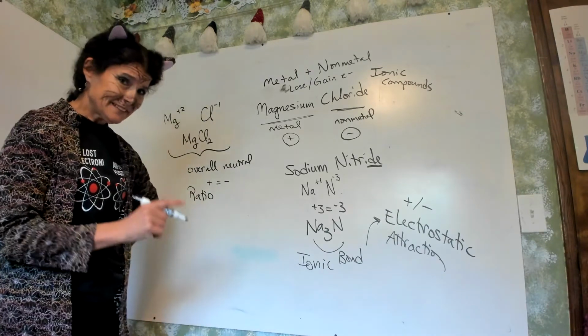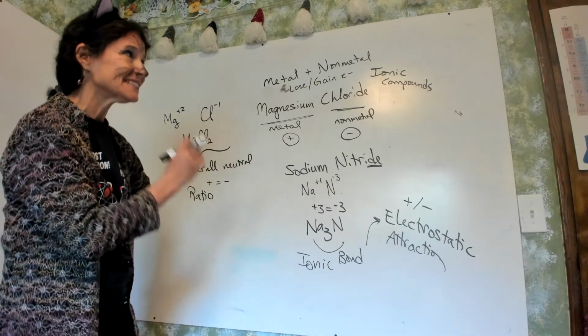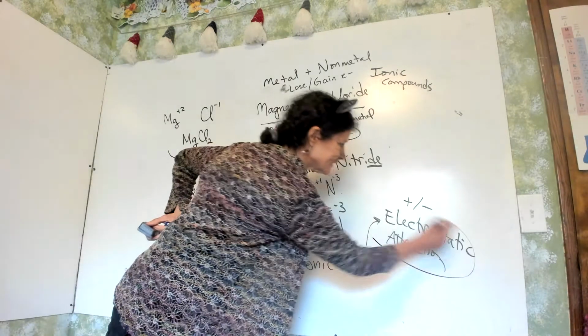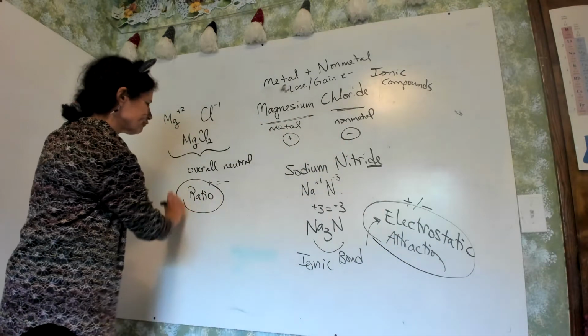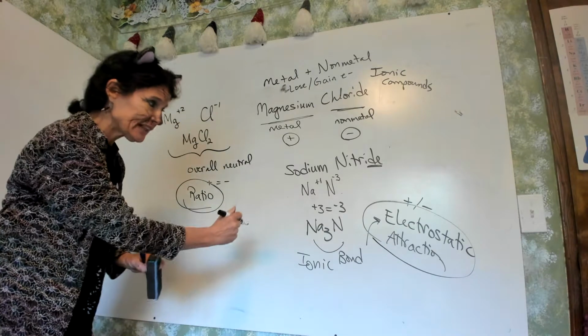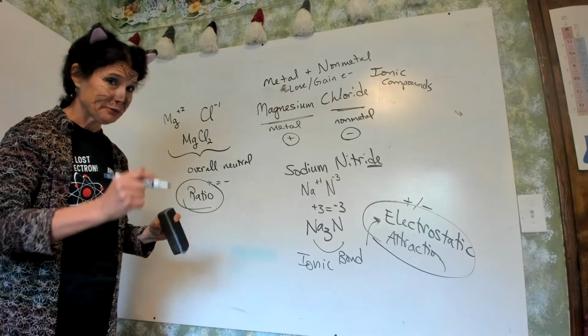That is different from a covalent bond, which we will get to. But this is just an attraction. And because of that, the other key thing on here is it is a ratio. It is not an absolute. It is not 3 sodiums and 1 nitrogen. It is a ratio of 3 to 1.